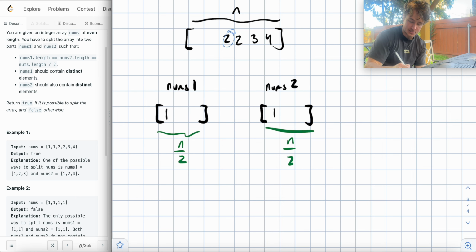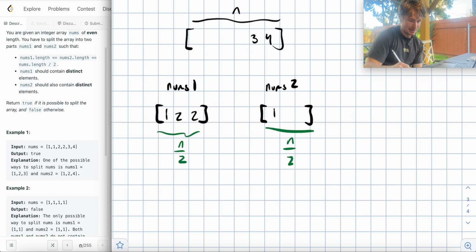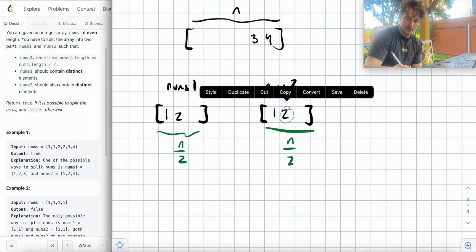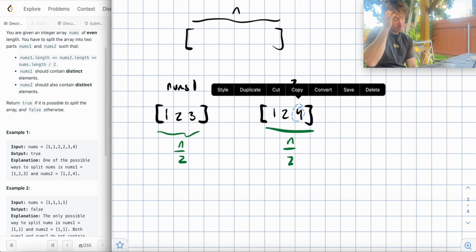And I take 2. I say, okay, I'll put 2 over here. That's good. I take this 2, try to put it over here. Not going to work. Put it over here, right? Take this 3, put it over here. Okay, take this 4, put it over here. All right.